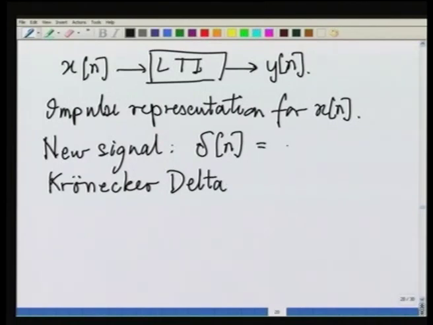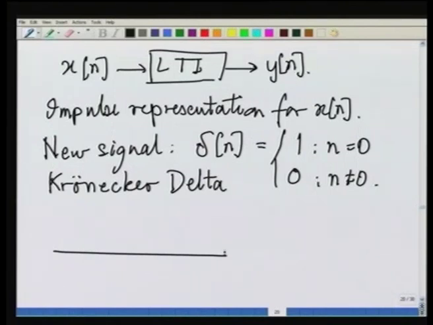And this signal is equal to 1 for n equal to 0, and it is equal to 0 for n not equal to 0. So, what does this signal look like? What does its graph look like? Very simple. You have the n axis over here, you have say this as the origin. This signal has a presence at n equal to 0, its value is 1. At all other points of time, its value is 0.